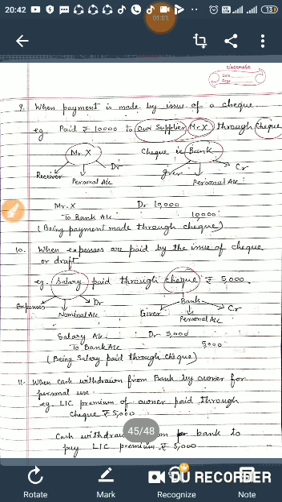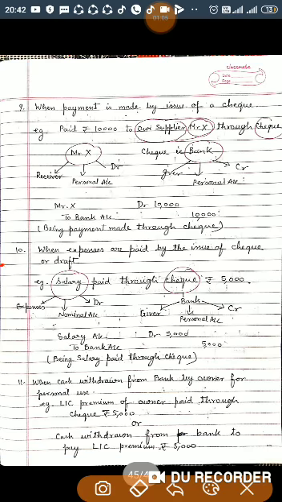Now next is the 10th point, that is when expenses are paid by issue of check or draft. Whenever you make payment through check for any expenses, not only payment to some person as above, right now you are making payment for some expenses, that can be anything: salary, fees, electricity charges, or anything. I have given you an example, salary paid through check rupees 5,000. So two accounts are involved, salary and check, that is bank.